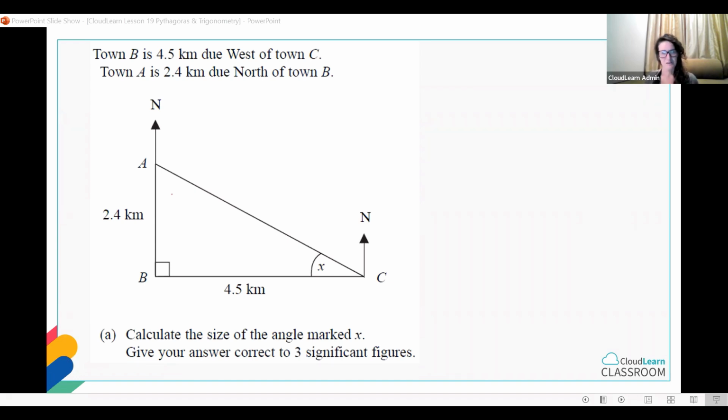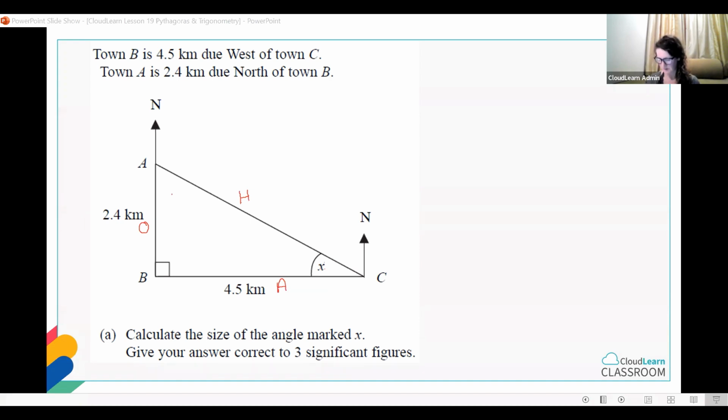So the first thing you should do is start by drawing or writing in where your hypotenuse is. Your hypotenuse is always the one opposite the right angle. And then the opposite side and the adjacent side. Well, here's the angle. The angle is X. So we're going to go opposite that. That's going to be the 2.4 is the opposite, and the adjacent is that 4.5. Okay, so we've got that.